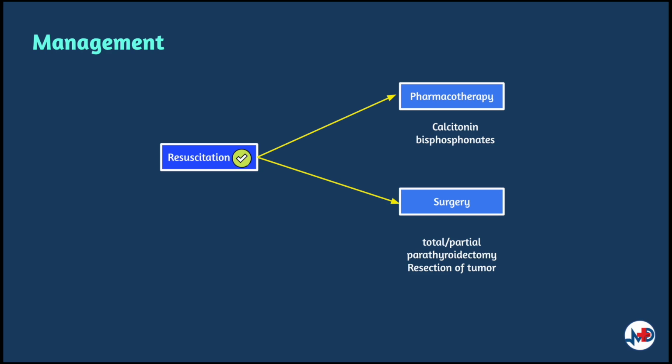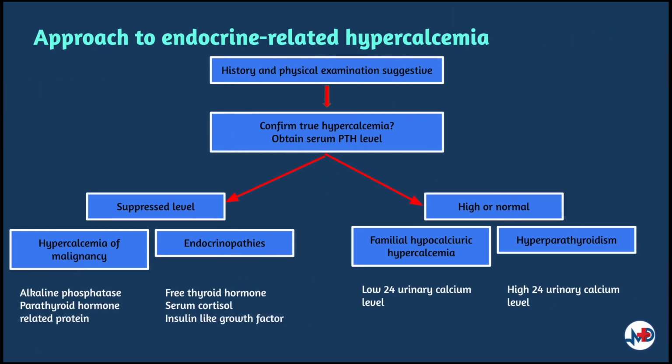It is considered to correct the etiology, especially hyperparathyroidism or hypercalcemia of malignancy. Examples of surgery are partial or total parathyroidectomy and resection of the tumor. With history and physical exam highly suggestive of hypercalcemia, it's essential to confirm if it is true hypercalcemia. Next, parathyroid hormone level is measured to rule out parathyroid gland involvement in hypercalcemia.